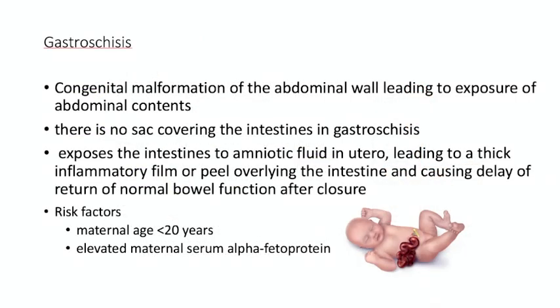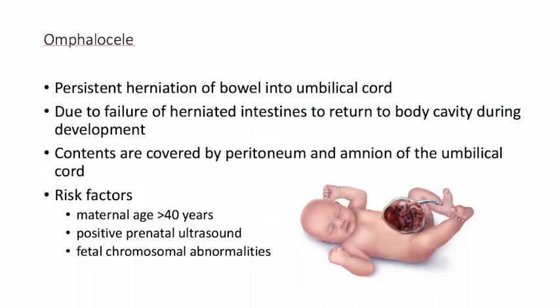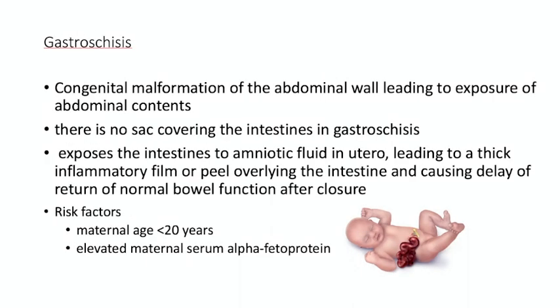Gastroschisis, so these are congenital malformations. We're going to talk about gastroschisis and omphalocele. Just remember that they both are protrusions of abdominal contents outside the wall. The difference is whether there is a sac or not a sac. So in gastroschisis, no sac covering the intestines, and they are basically exposed.